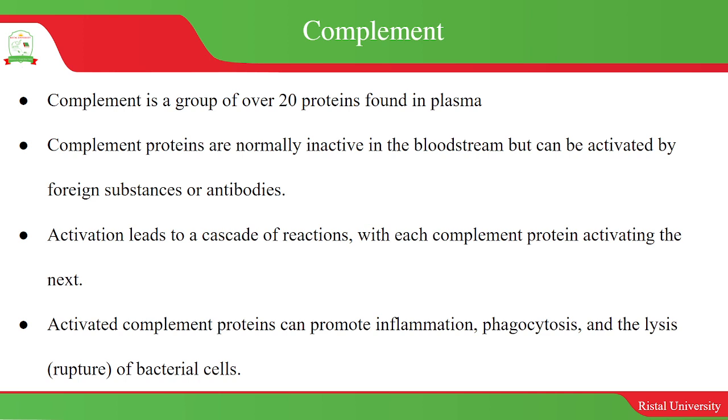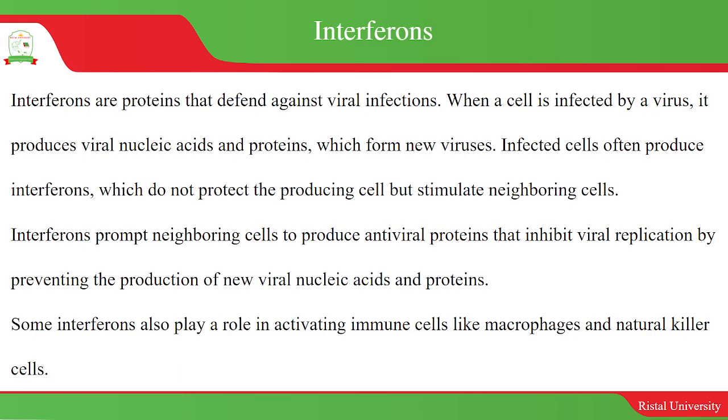So the complement proteins basically promote immune responses. For example, promoting inflammation, promoting phagocytosis, and also lysis of the bacterial cells. So that is the complement system, which is basically a group of proteins that are found in the plasma and play an important role in an immune response. They promote the occurrence of inflammation, phagocytosis, and lysis of bacterial cells.